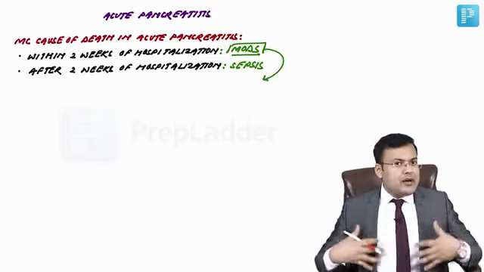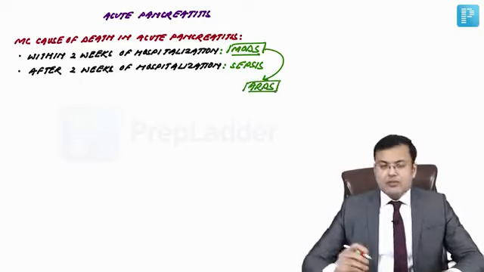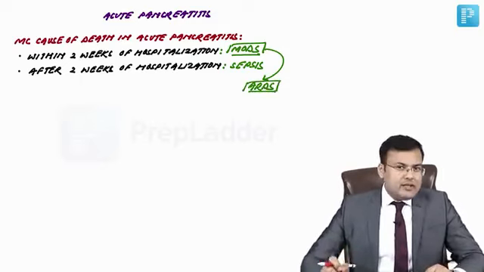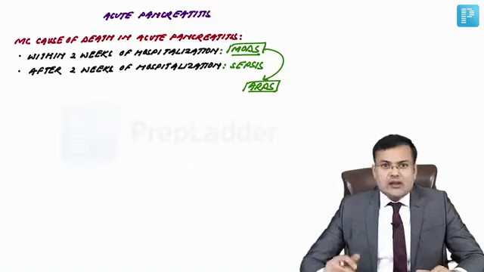What is the initial sign of MODS? There is impaired lung function, and it is because of ARDS. Impaired lung function because of ARDS. So death within 2 weeks of hospitalization, multi-organ dysfunction syndrome. Death after 2 weeks of hospitalization, sepsis.